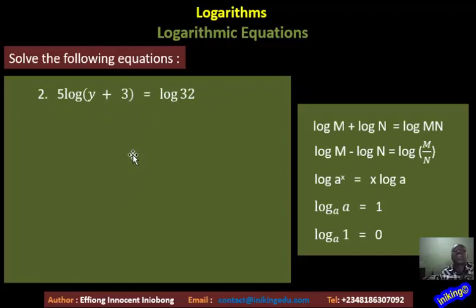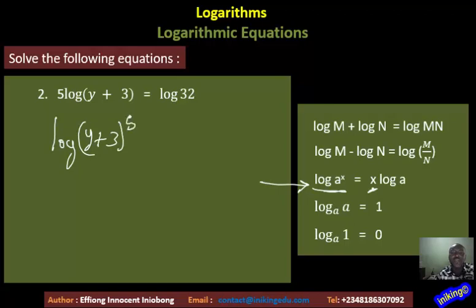This one says that 5 log of y plus 3 is equal to log 32. I look at 32 and something tells me I can get 2 raised to the power 5. And I look at the left hand side, I see 5 standing at the back of the logarithm, and I remember this law. I say, okay, maybe I should move the 5 inwards. I can make it look like the right hand side. So instead of writing this as 5 log of y plus 3, I can simply write this as log of y plus 3 all raised to the power of 5.